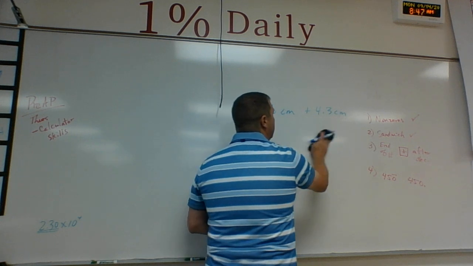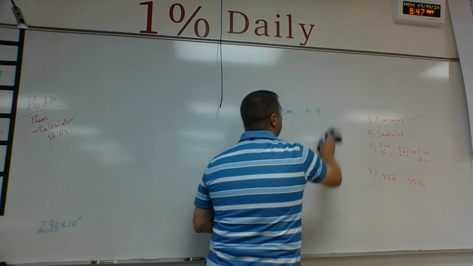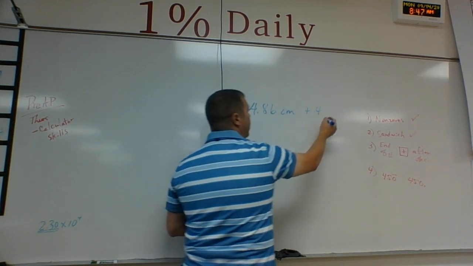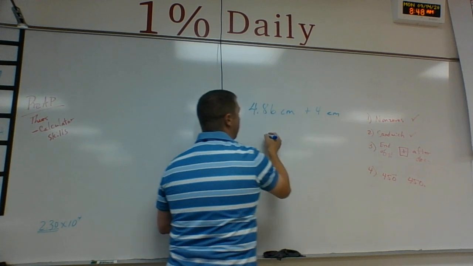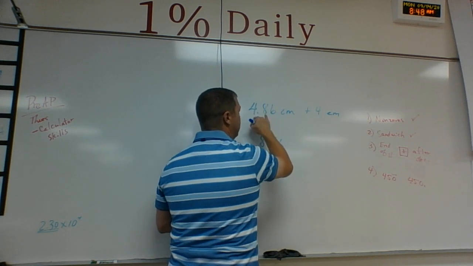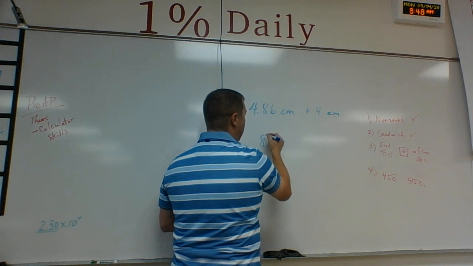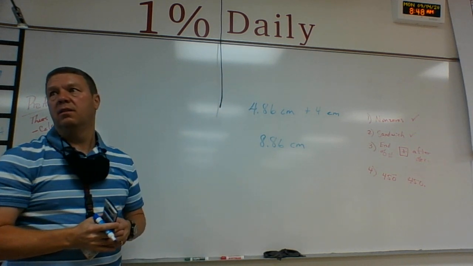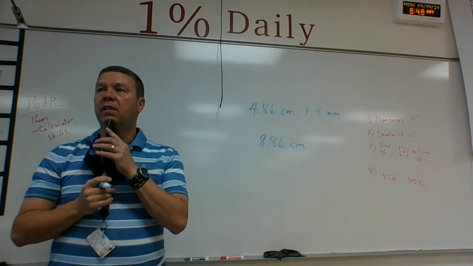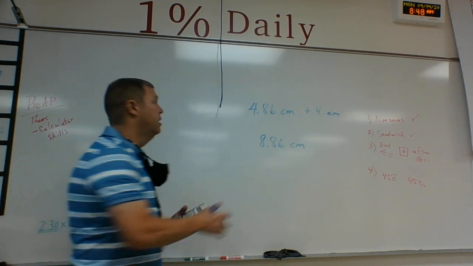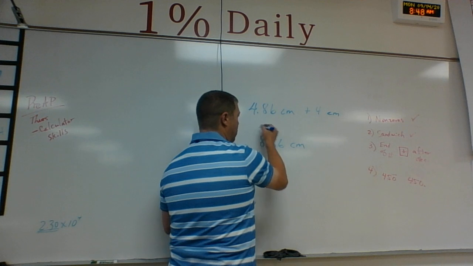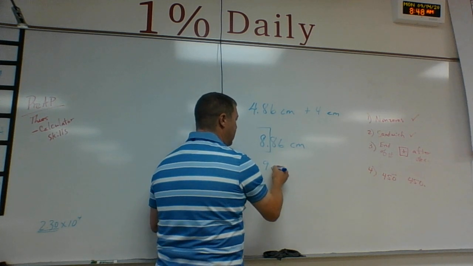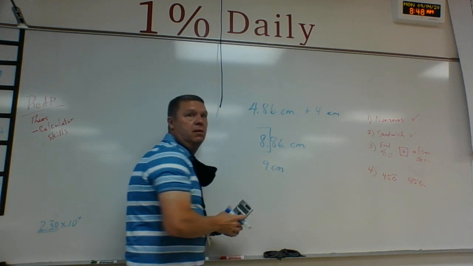So what if this question would have been this? Adding those together. Well, then that would be 8.86. That's simple math. 4.86 plus 4 is 8.86 centimeters. What's the answer? The answer is 9. Only 9. 2 decimals, no decimals. So I have to cut it off right there. My answer is 9 centimeters because the 8 makes it round.